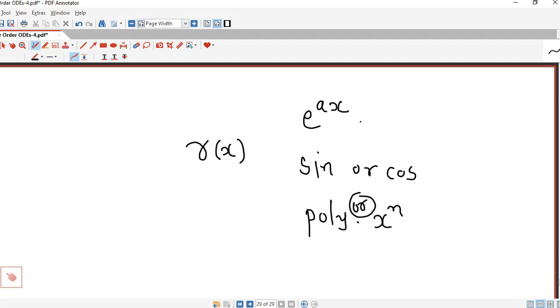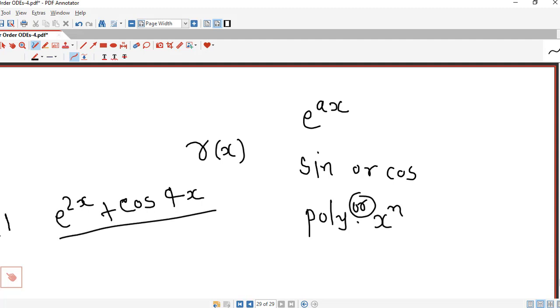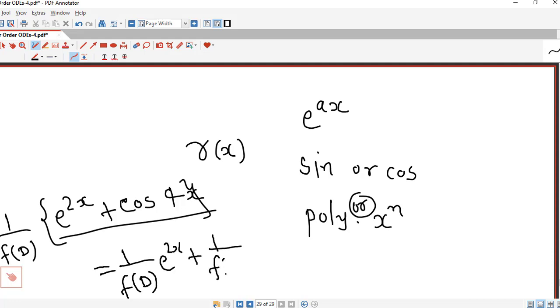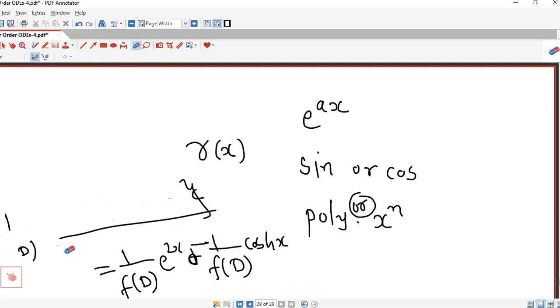Now if these functions are in addition, suppose we have e raised to 2x plus cosine of 4x, then particular integral can be obtained by applying this operator in this way: 1 upon f of D e raised to 2x plus 1 upon f of D cosine of 4x. Similarly, if there is a subtraction sign here, then also we can find out particular integral separately.